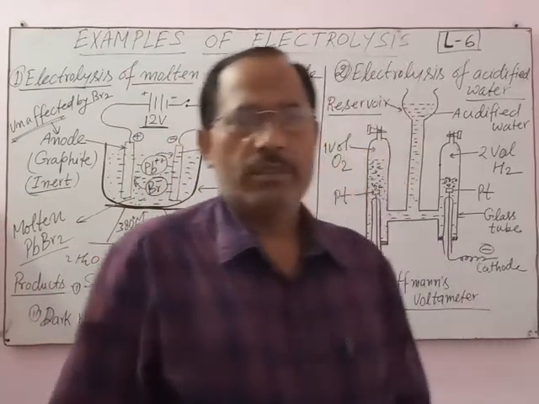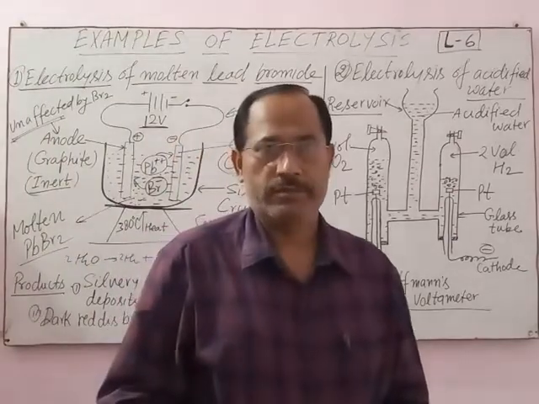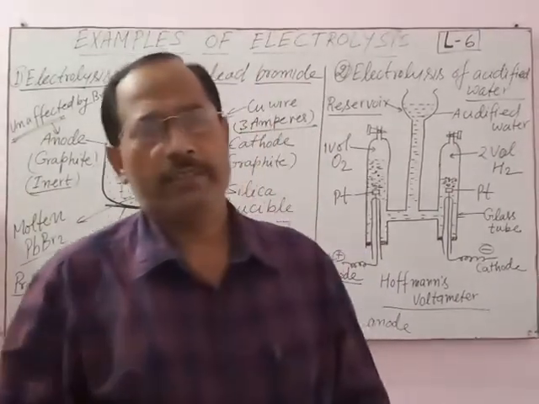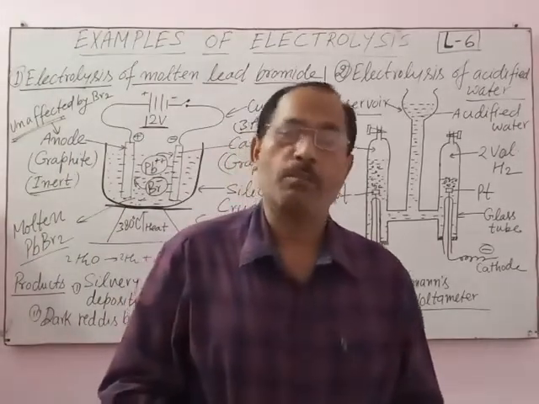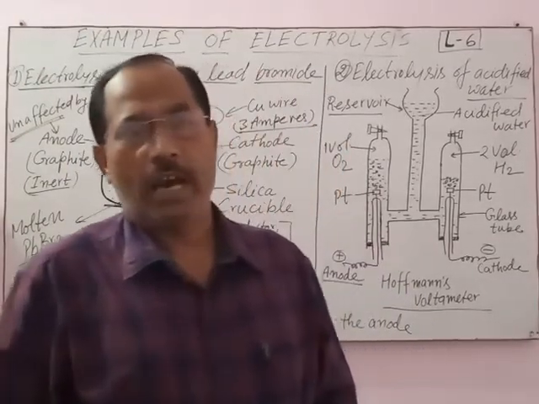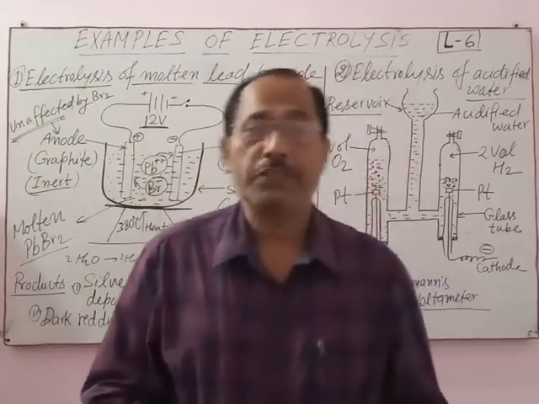In the case of electrolysis, two examples are taken. One is the electrolysis of molten lead bromide, another is electrolysis of acidified water.